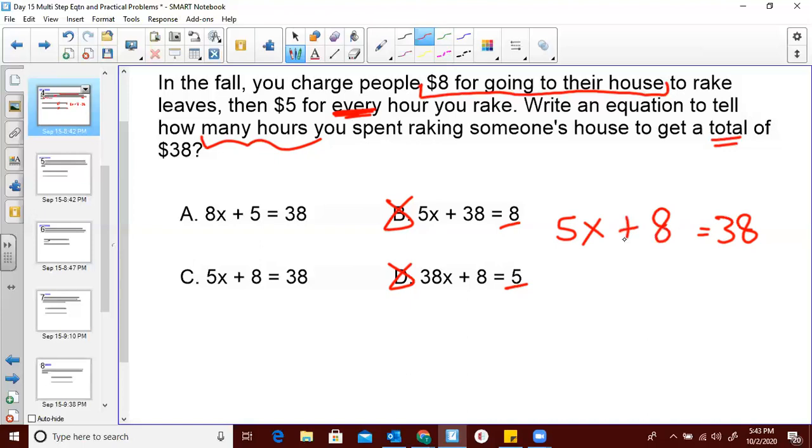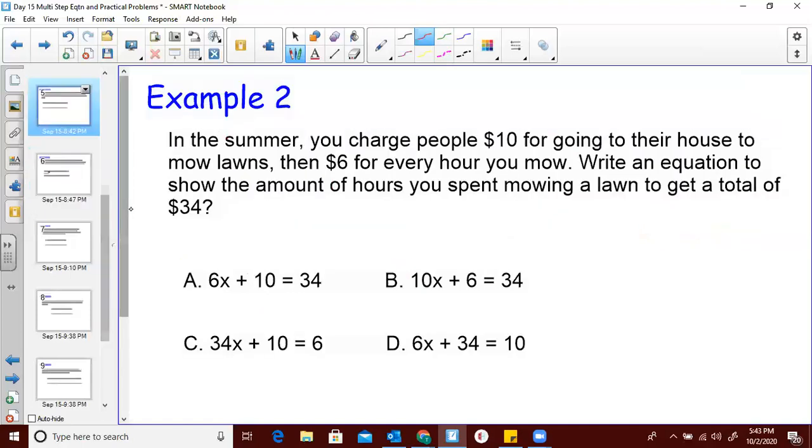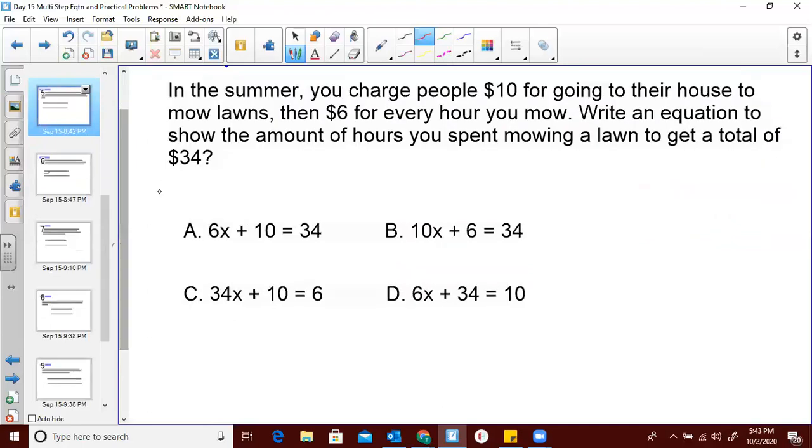So you get that $8 regardless. That's a flat fee. Okay, and you'll hear that term a lot. And then you can just come down here and look for your answer and bam, let's see. All right, so example 2. I always just read the question thoroughly first, and then we'll start talking about it.